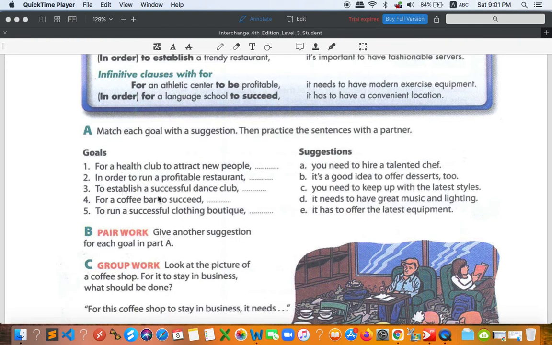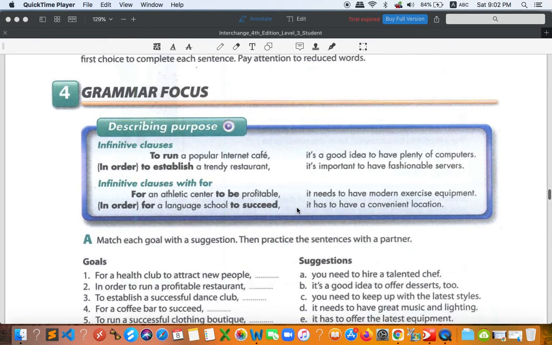3, to establish a successful dance club. Can you guess? Letter D. All right, it needs to have great music and lighting. Number 4, for a coffee bar to succeed, we can say letter B. It's a good idea to offer dessert too. And last one, to run a successful clothing boutique, then you can go to letter C. All right. Okay, so that's it for this activity.